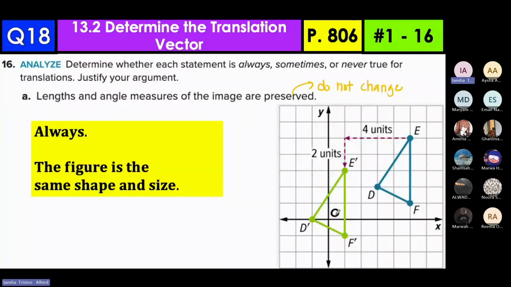Okay? So this is always true. We do not change the length. We do not change the angle. The figure is always the same shape and size.